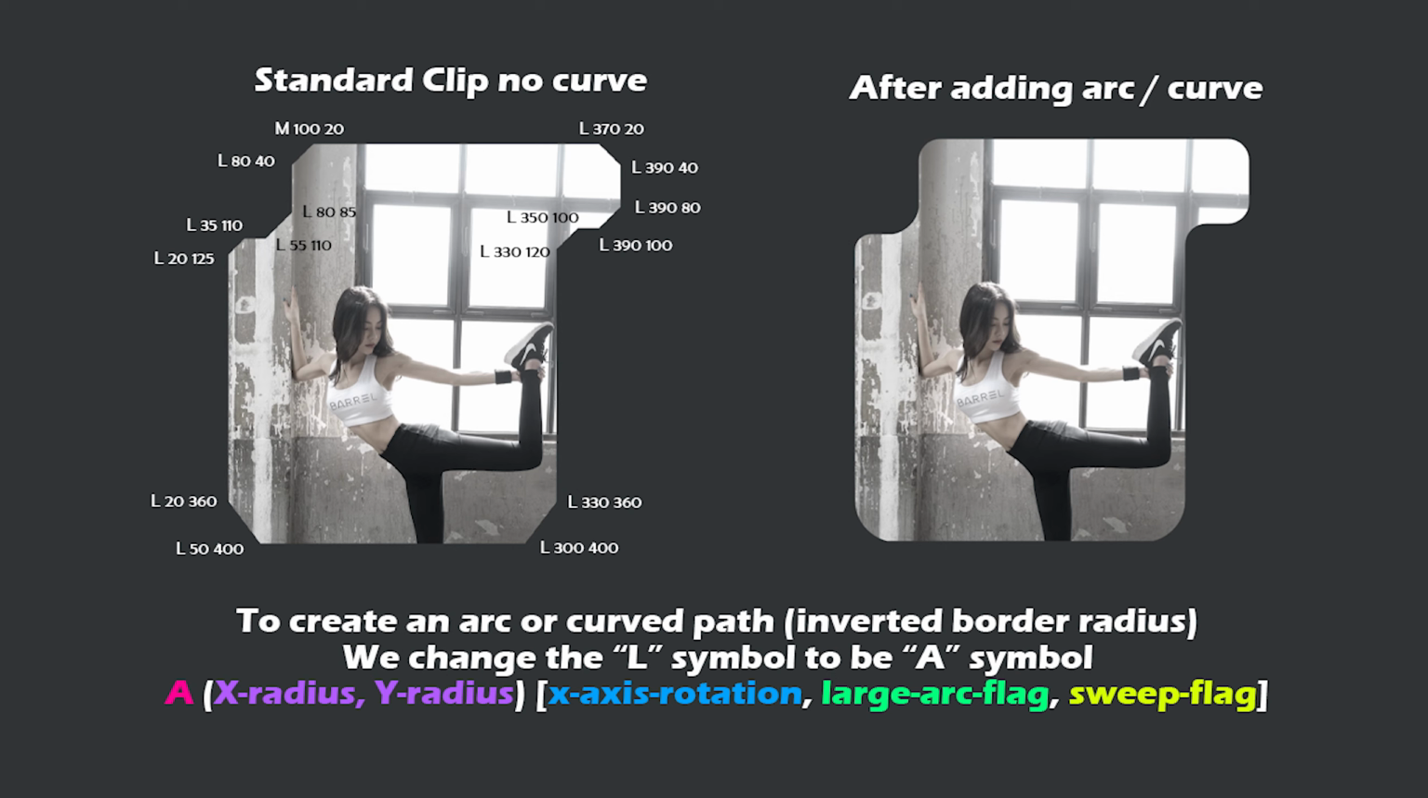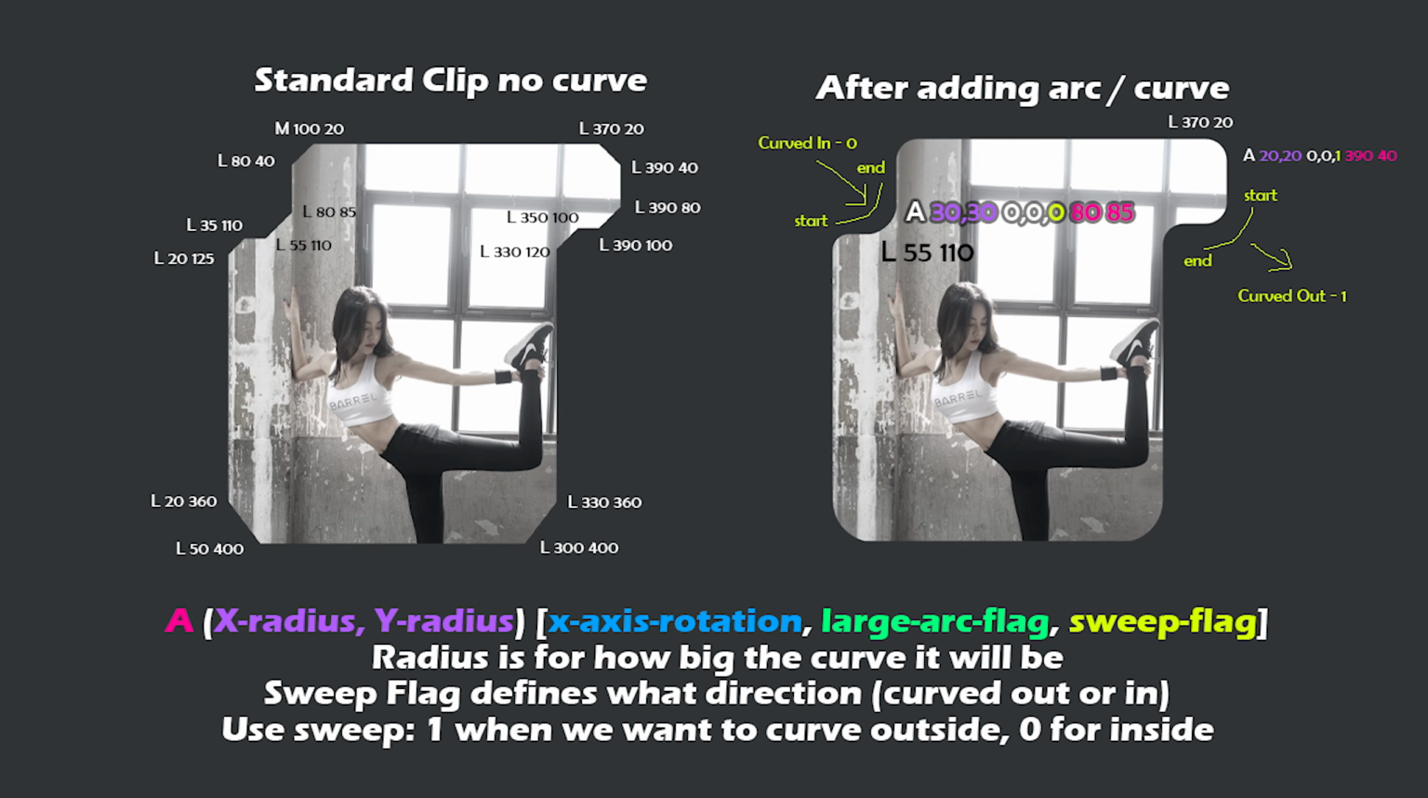To create an arc or curved path like the inverted border, we change the L symbol into the A symbol. The X and Y radius is for how big the curve will be. The sweep flag defines the direction, inside or outside. We basically swap the L symbol into the arc symbol followed by the parameters, and then add the actual next coordinate.